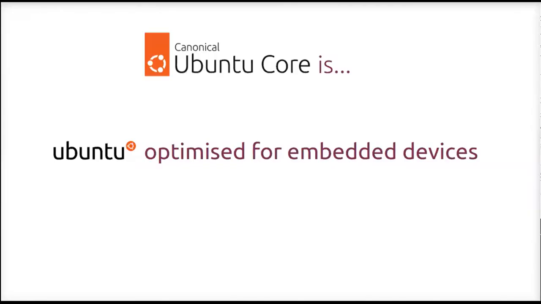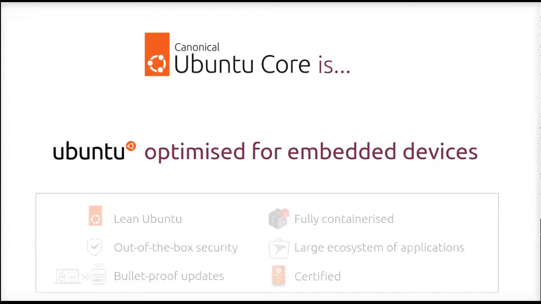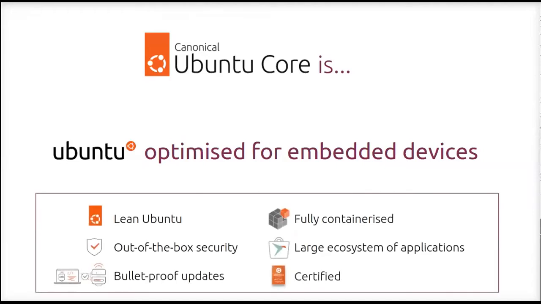Ubuntu Core is an Ubuntu flavor optimized for IoT and embedded devices. That is, systems with limited resources in terms of CPU, memory, and storage. And what does Ubuntu Core actually offer? The first important thing is that it is Ubuntu.